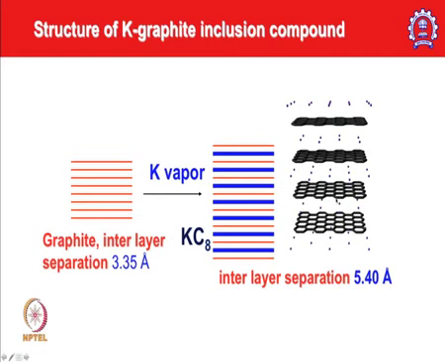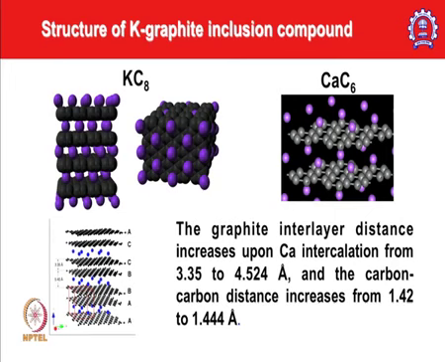Now the interlayer separation increases from 335 picometer to 540 picometer, or 5.4 angstrom units, as a result of the presence of potassium atoms in between. So that means in this one, for every potassium there are 8 carbons, and the ratio is 1:8. Probably this picture will show you the presence of potassium atoms between them.